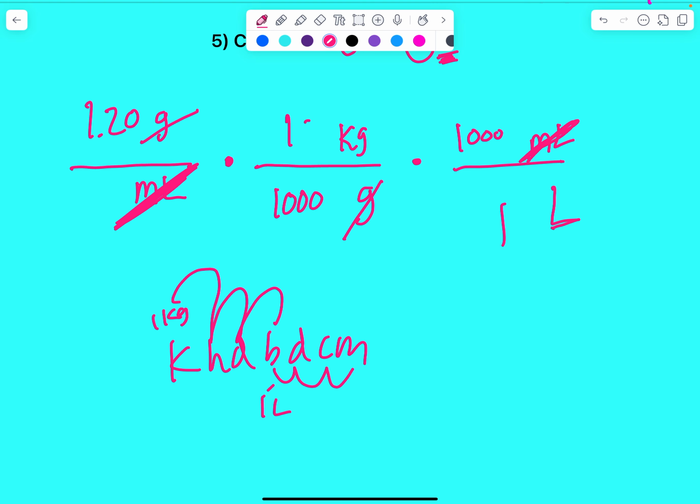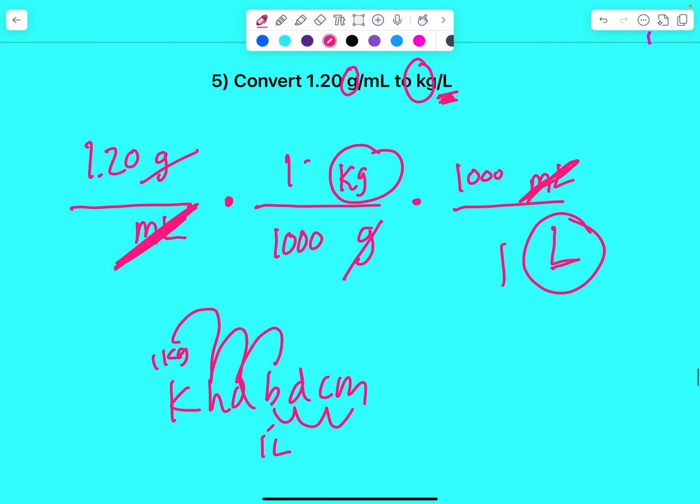1 liter is 1,000 milliliters. So that is how you do that. You end up with the correct unit, kilograms over liters. Isn't that what we wanted? Yes, it is. So when we plug this into the calculator, we're going to get 1.20 kilograms per liter.